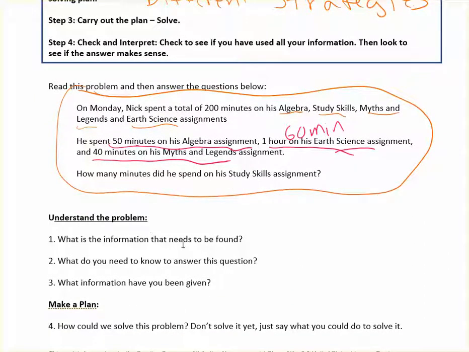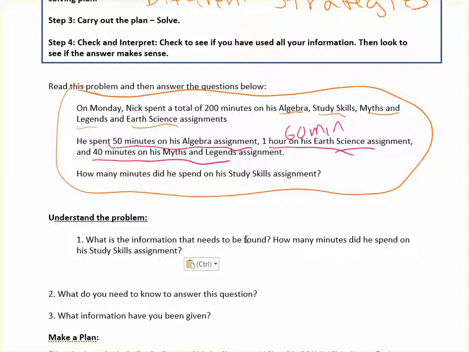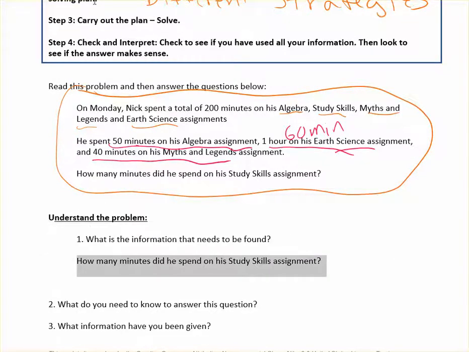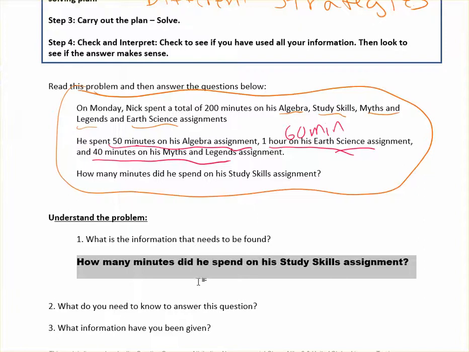What is the information that needs to be found? This is the information that needs to be found. How many minutes did he spend on his study skills assignment? I'm going to just copy and paste and put that in here. That kind of looked weird, didn't it? I'll turn it into a different color so you can tell. I can't because I'm covering it up, so I'll change it to a different font. I can do that. There.